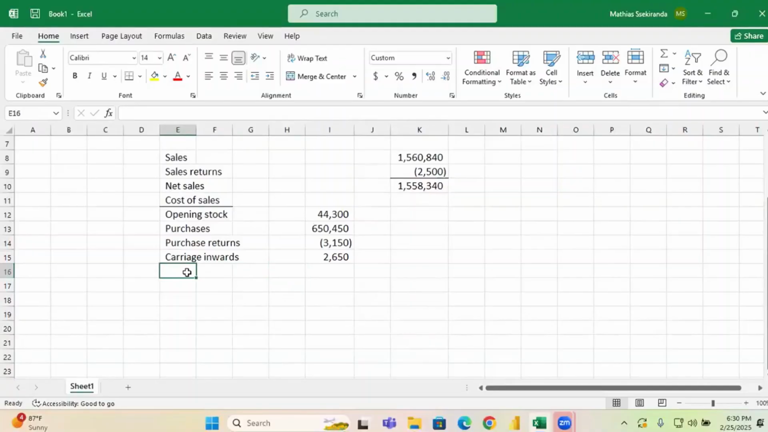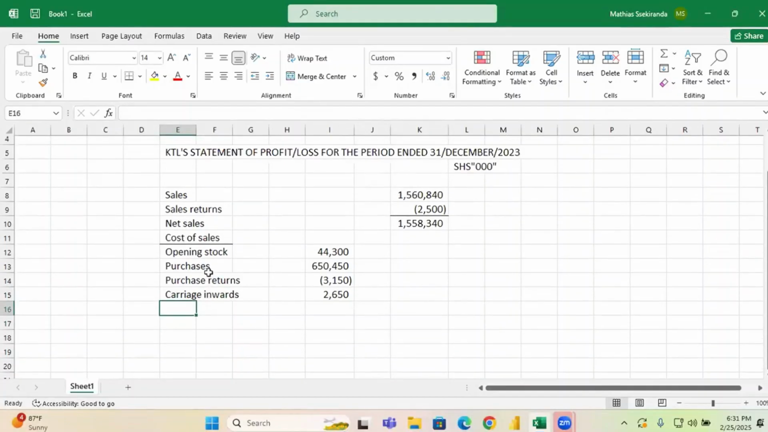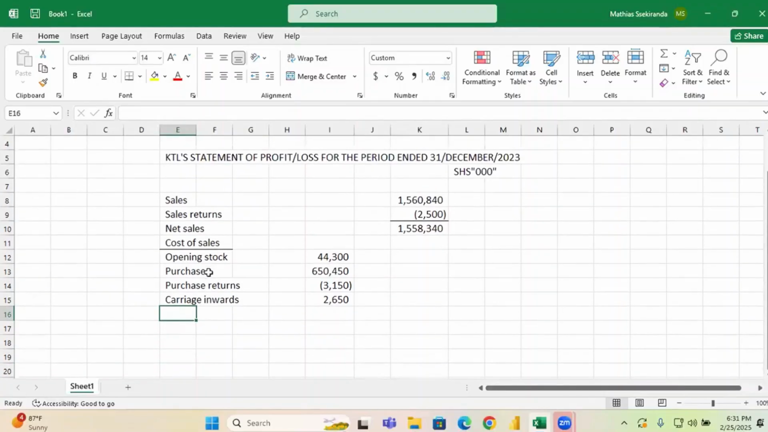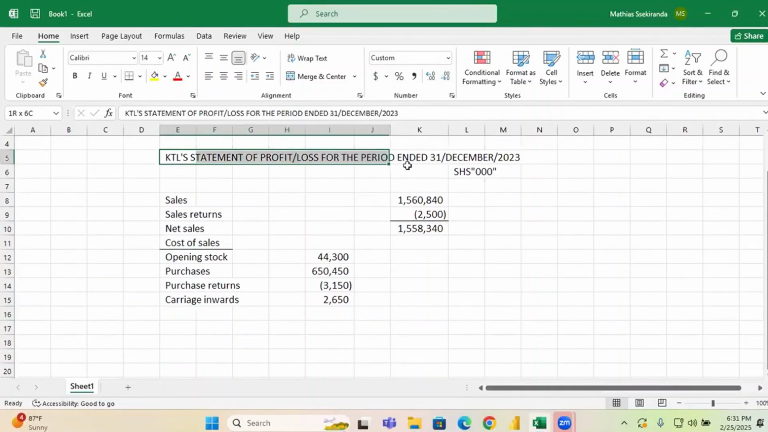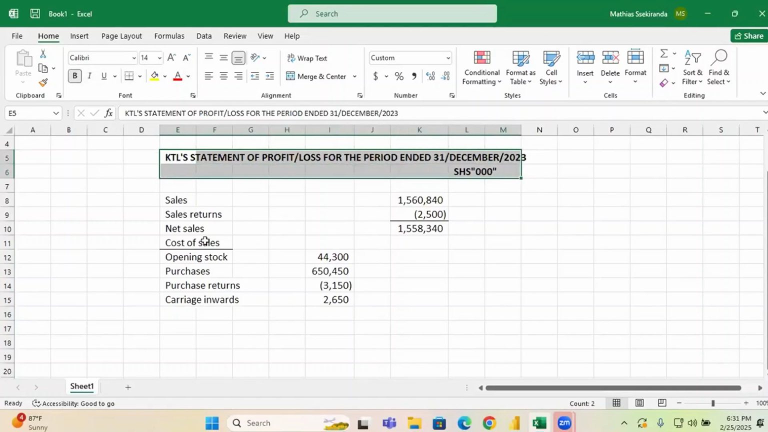In case you have stolen goods, we shall list them, or destroyed goods. In case you have any drawings of goods, drawings of inventory, you also list it from here. I gave them to you last week. So this week, I'm only concentrating on the items that are in the question that the examiner gave us.